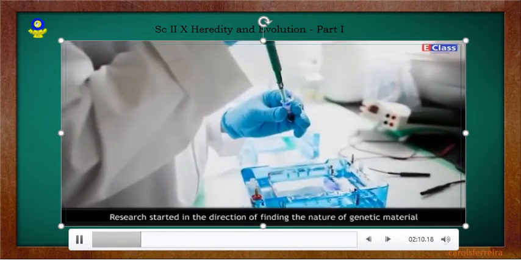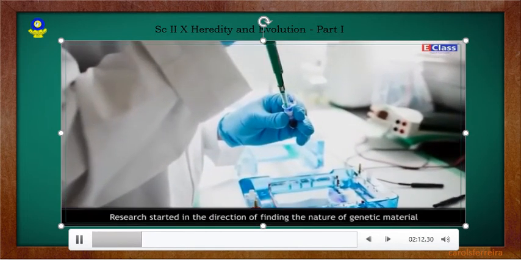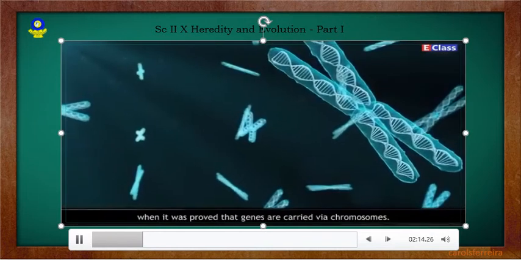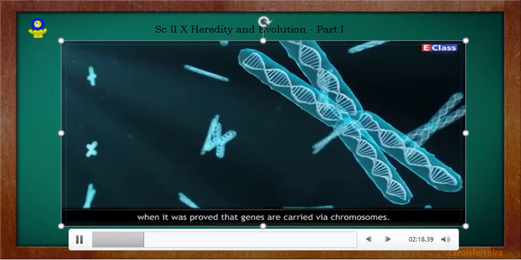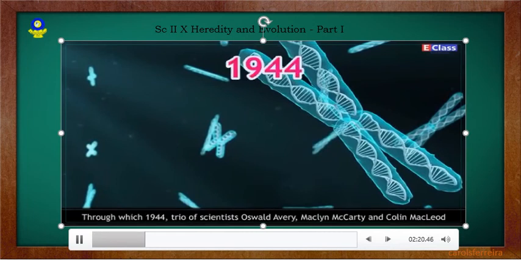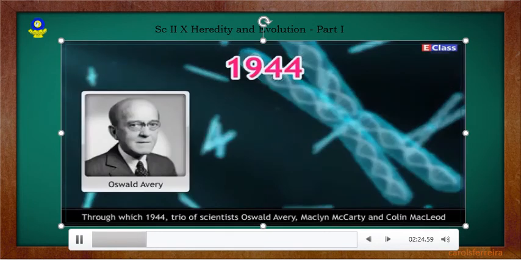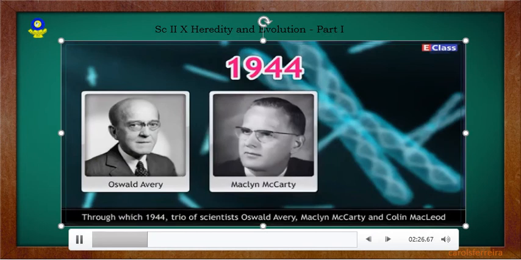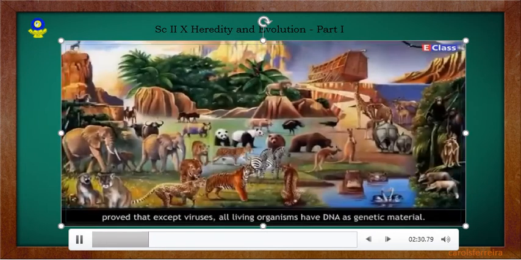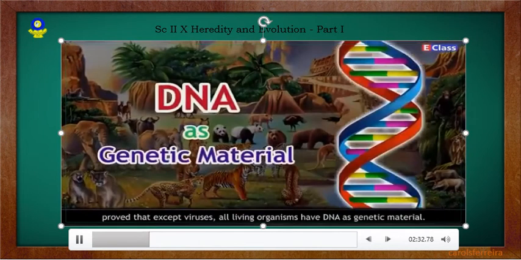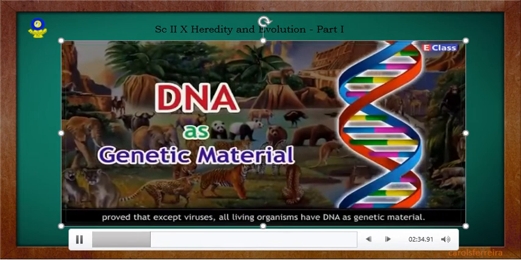Research started in the direction of finding the nature of genetic material when it was proved that genes are carried via chromosomes. Through this, in 1944, the trio of scientists Oswald Avery, Maclyn McCarty, and Colin MacLeod proved that except viruses, all living organisms have DNA as genetic material.